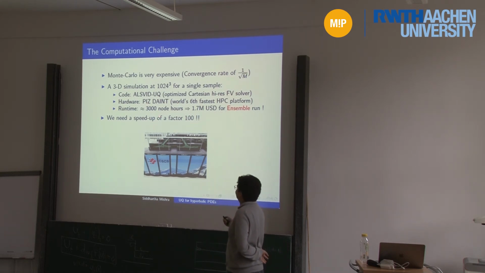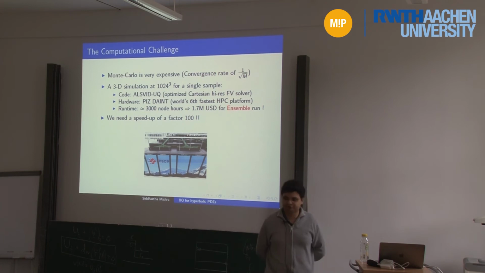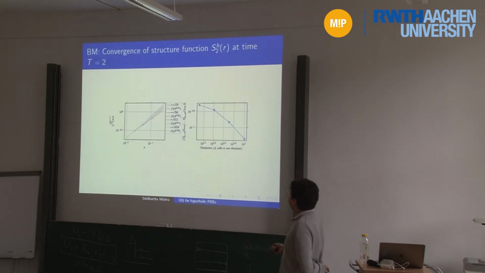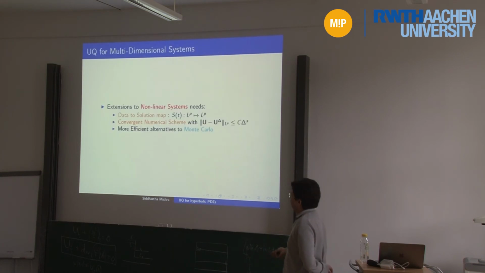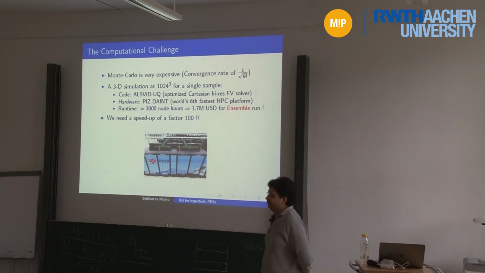But the point is, a single sample gives us no information, right? The whole point of this is that you have to run multiple samples. If you do 1000 samples, which is what we did in 2D, all these calculations are with 1000 samples at 1024 squared. If you start costing it, this will be the cost: $1.7 million.